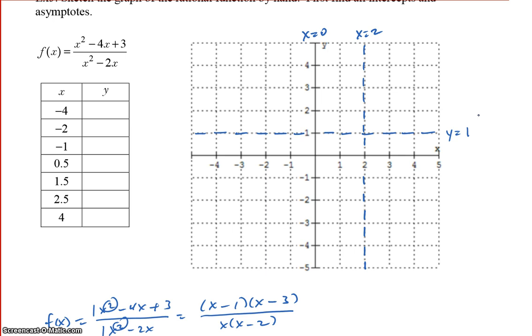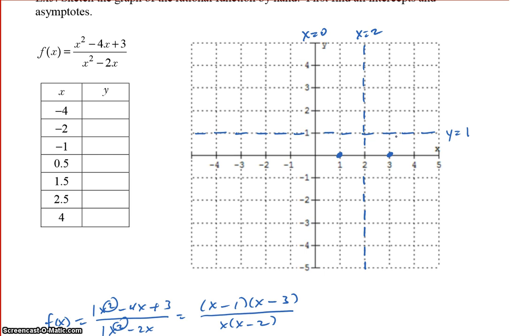We also noted that there are x-intercepts at 1 and 3. So there's going to be an x-intercept at (1, 0) and an x-intercept at (3, 0). There is no y-intercept. What's basically left at this point is to identify some additional points. And what I've done is created a table where I've selected some values of x sort of between and beyond some of the key features we've already found. That would include vertical asymptotes and x-intercepts.